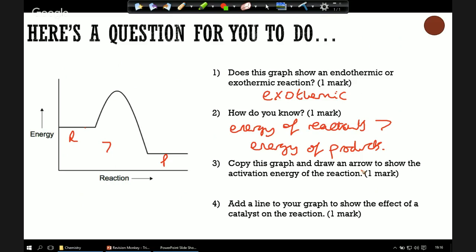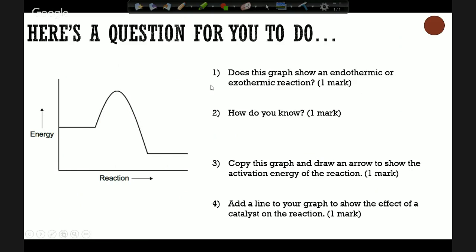Question 3, copy the graph and draw an arrow to show the activation energy. Well, that needs to be here. I'll just give that a label A. And it says add a line to show the effect of the catalyst. So that would be from here and a dotted line to show that lower activation energy pathway. So very well done if you got those correct. We're going to stay with the theme on energy and we're going to look at bond energies now.